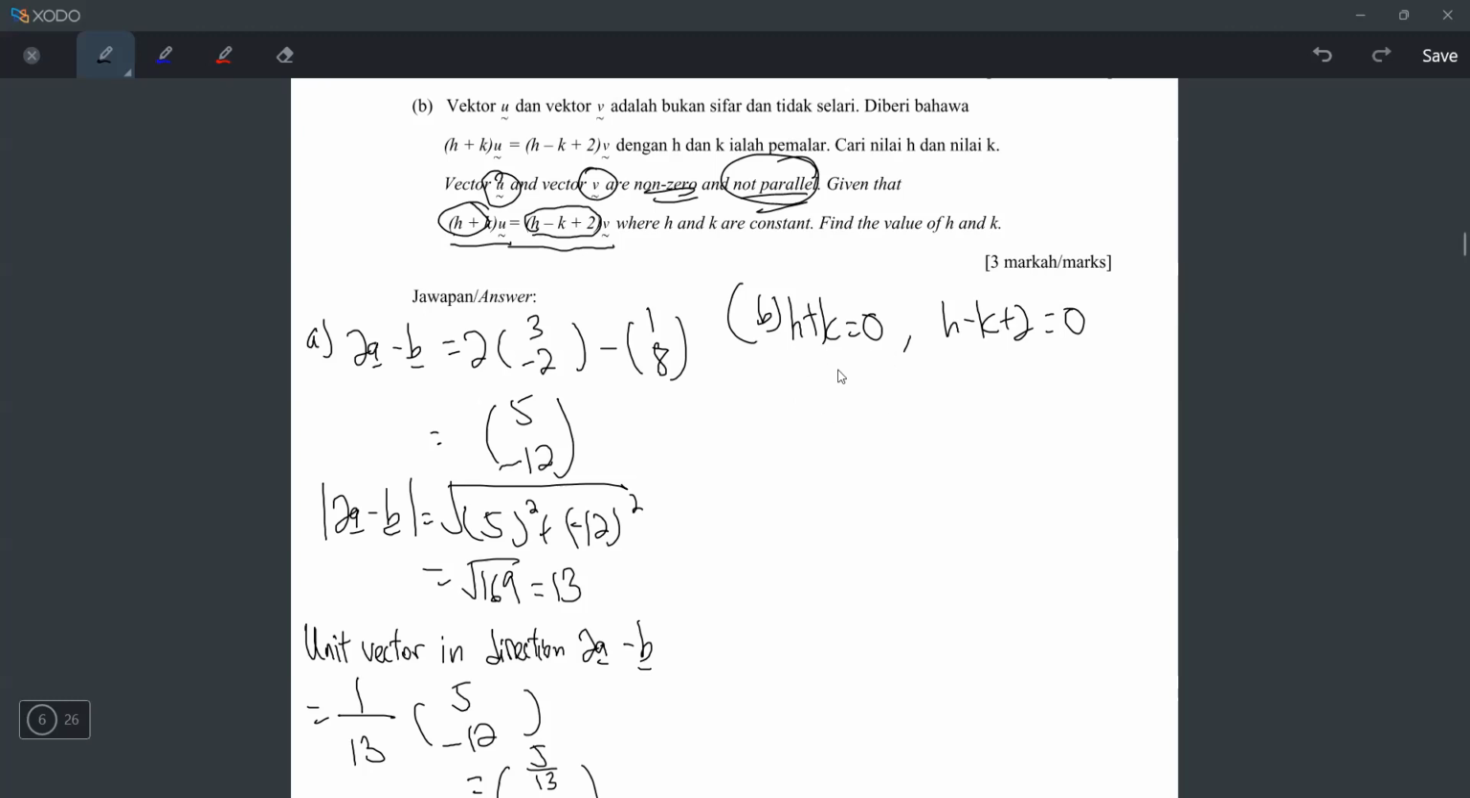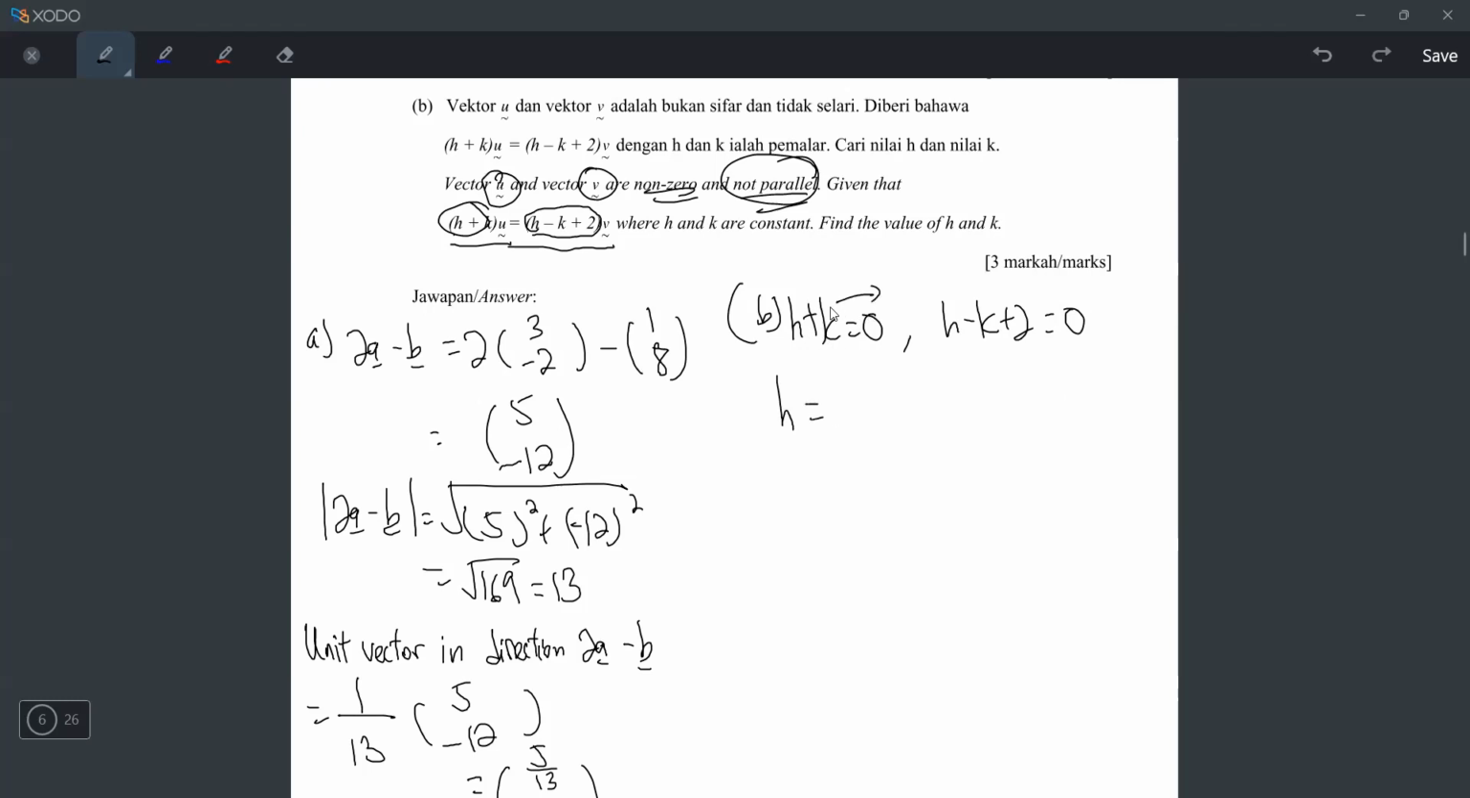So for simultaneous, you can also use substitution method or elimination method. But let's use substitution for this question. Actually, you want to use elimination also can. You can bring the 2 here and then call this equation 1, equation 2, and then take equation 1 minus equation 2. Can also. But I will use substitution. But if you want to use elimination, can also. The answer will be the same.